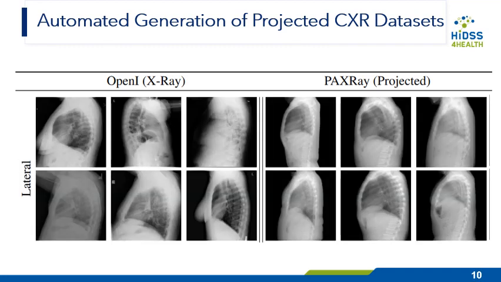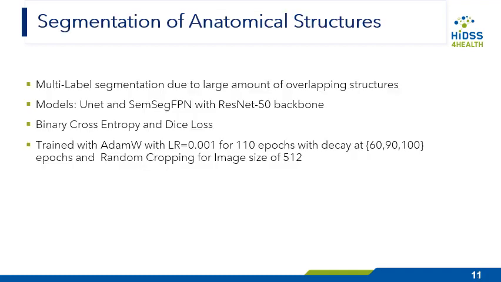In the lateral case, the differences are more distinct, as in all these CT-based X-rays, the patients are lying down while they are standing in the lateral real X-ray case. To segment anatomical structures in chest X-rays, we follow the multi-segmentation setup due to the large amount of overlapping labels.